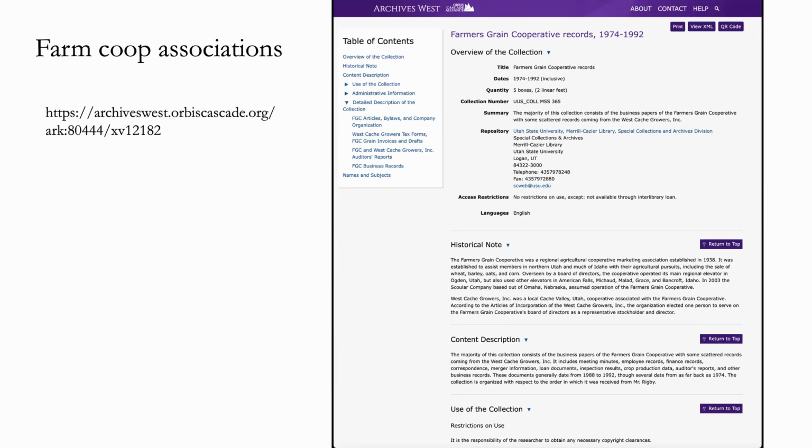So, what's the reason for this? Well, because farm co-ops kept records. In this case, this is a collection that happens to be at the Utah State University Special Collections and Archive Library Division in Logan, Utah. And there are 5 boxes, 2 linear feet of farmer grain cooperative records from 1974 to 1992. It's just an example of one set of records.